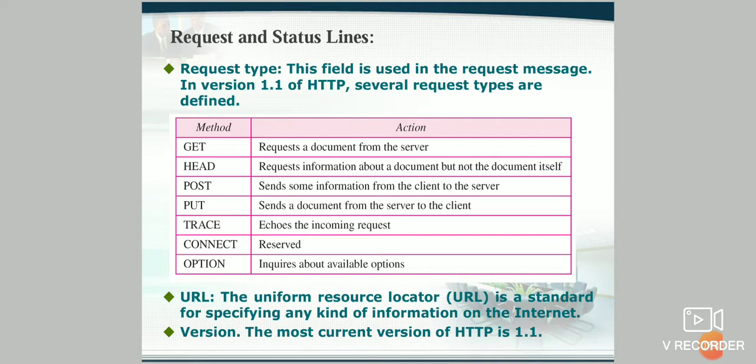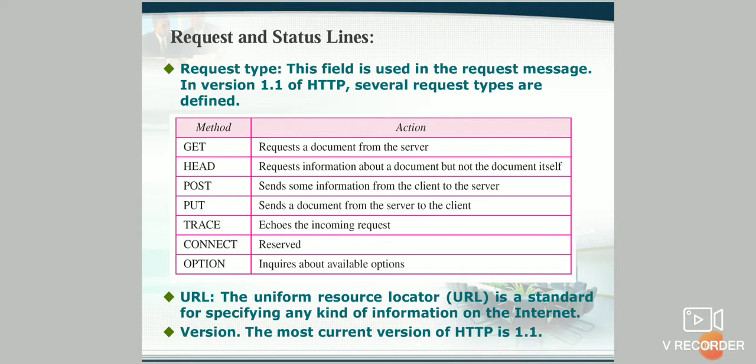Like the GET method is used to request a document from the server. The HEAD method is used to request information about a document but not the document itself, so only information is returned. Next is the POST method, which sends some information from the client to the server. And the PUT method is used when a document is sent from the client to the server. TRACE traces the incoming request, and CONNECT is a reserved option, used to inquire about the available options. So all these methods work in the request type.